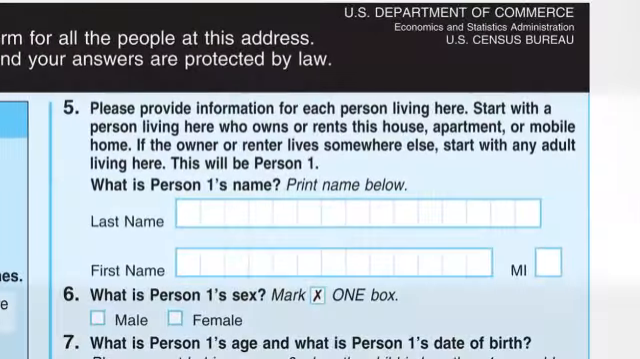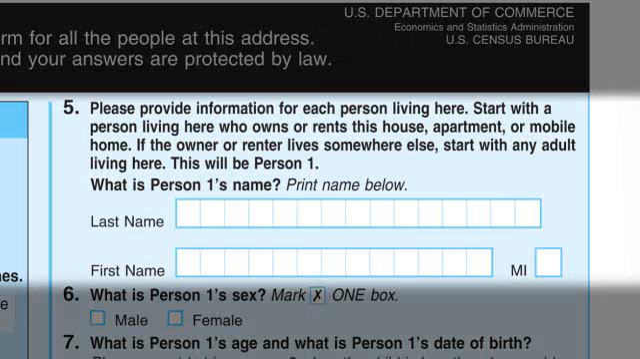Let's continue with question 5. Print person 1's last name with one letter in each box. If you need more space, you may write beyond the last box. Then print person 1's first name. If person 1 has a middle initial, please print the letter in this box.